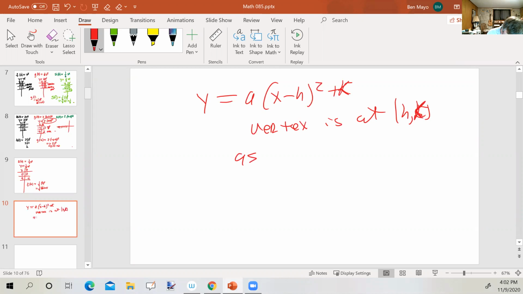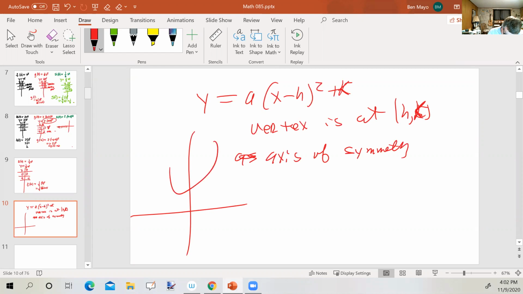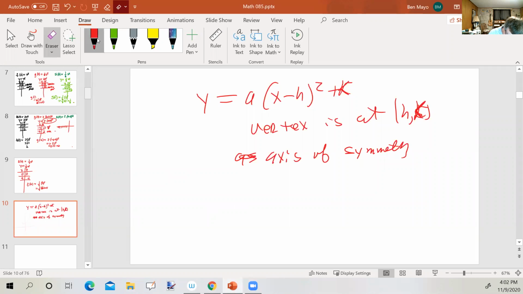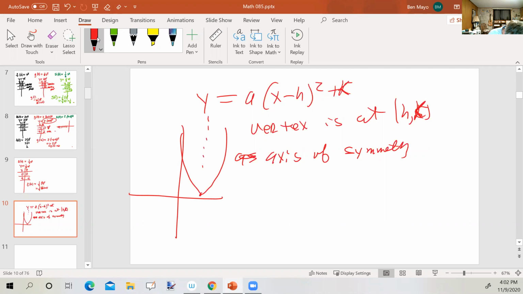The axis of symmetry, that's a dotted line. That's a lousy drawing. Here I go trying to hurry again. Slow down. Let's see, I've got this graph and it looks like this. Okay. The axis of symmetry is a dotted line that goes right through the vertex. And the equation of that would be x equals h. So it goes right through the x value of the vertex.